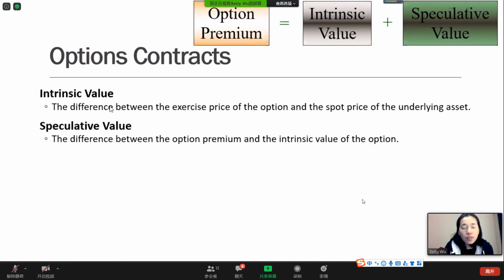So this is the value, or the profit, or the payoff you can get if you exercise it right now. If you exercise right now, the difference is really the cash inflow or outflow. Again, with a call option, you will buy at this price and sell at this price. So the difference is really the value you get as you exercise it right now. And the speculative value is equal to the difference between these two.